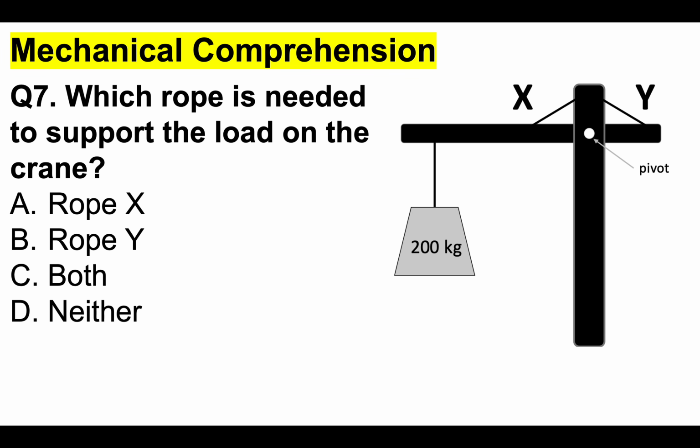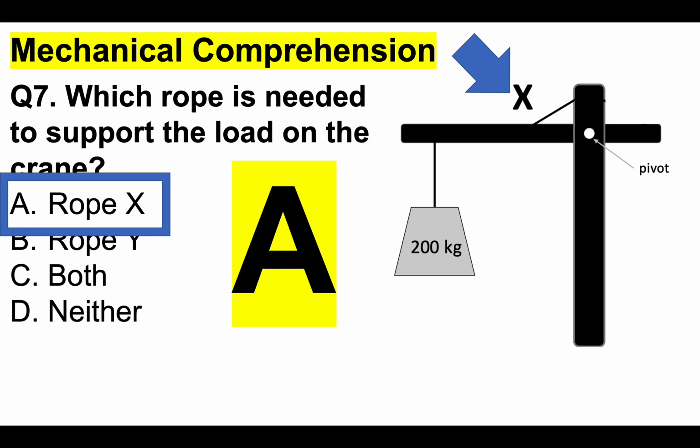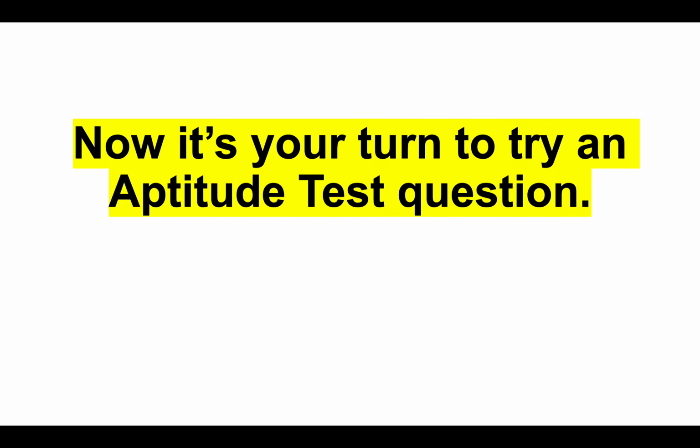Now, if we take away rope X, so you can see there that I've just removed X, then Y will not support it because the load would pull it down. So that rope would be redundant, doing nothing. If we take away Y, however, so you can see there that I've taken away Y, that will still hold the load because of the supporting rope at X. So the answer there is A, rope X. So that's the correct answer, A. And that's the one we will choose when answering this particular aptitude test question.